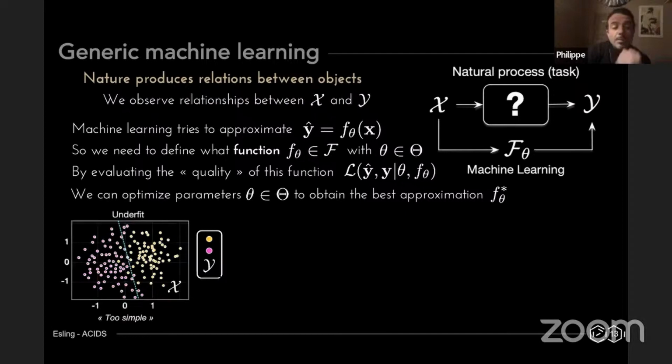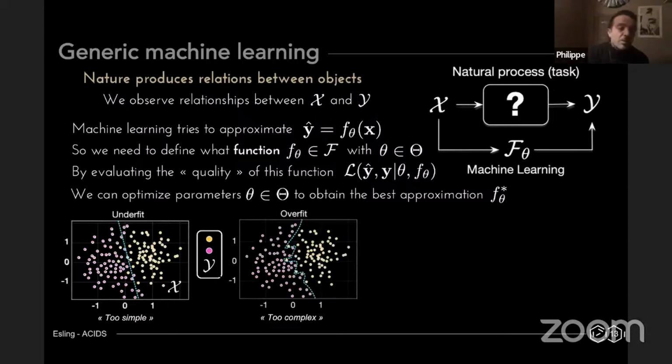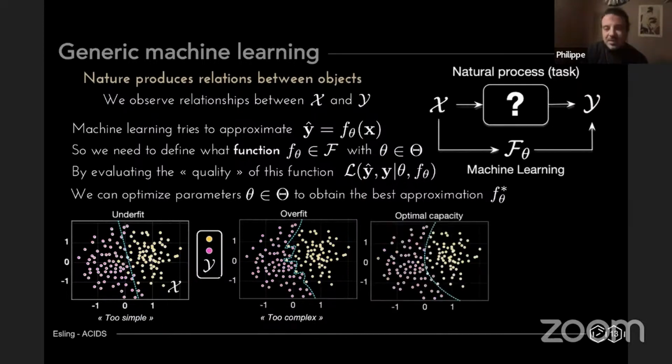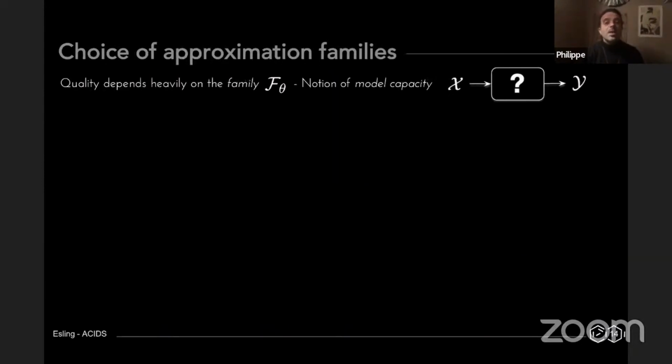And if we use a too simple function, then we underfit because we need more complexity. If we use a too complex function, there is this thing called overfitting. And we would like to find this optimal capacity, which is like the perfect mixture. So this relates to the minimum description length principle. So everything boils down to the choice of this function. And the weird thing is that there is this notion of model capacity.